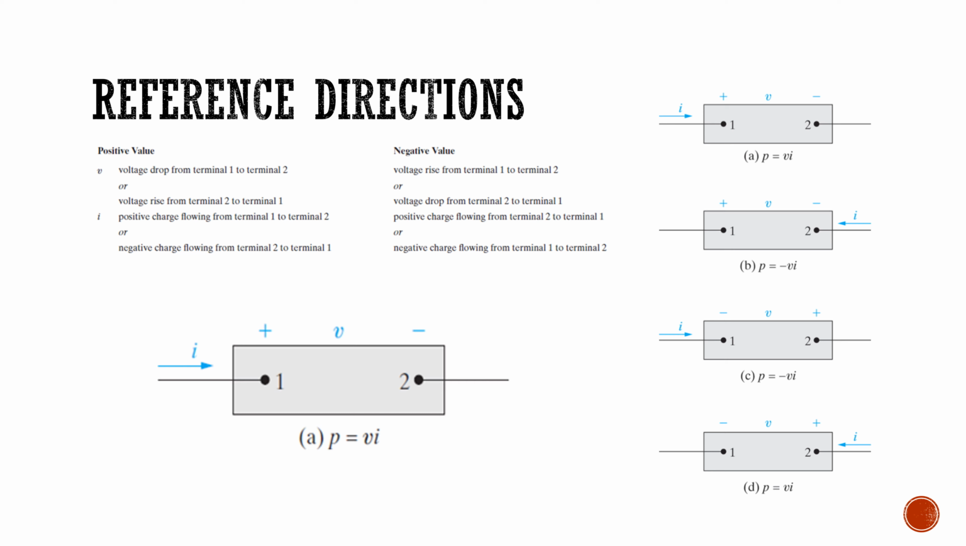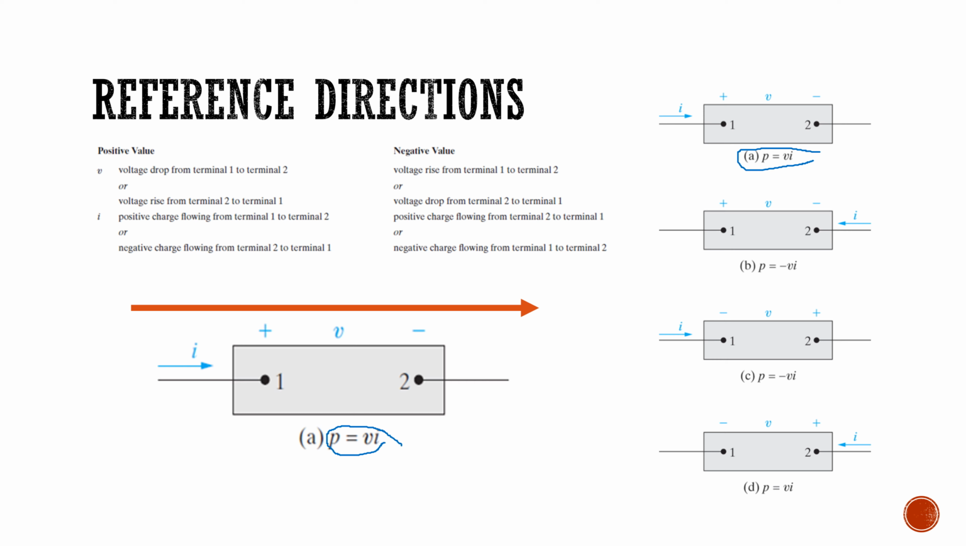Okay, as I stated, our convention is to set our reference direction for current such that the positive charge is moving across a voltage drop. We will be talking about power and the power equations a little bit later. But let's take a look at some examples.